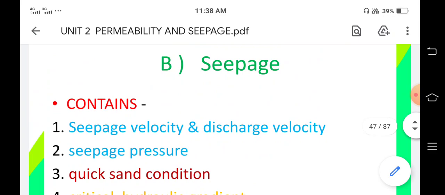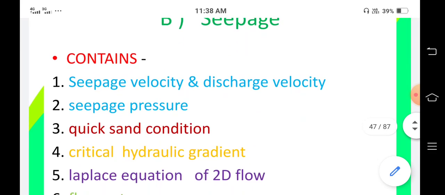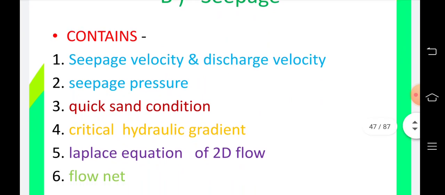So now we are discussing the second part of unit number two, that is the seepage analysis, which contains the first one, the expression for the seepage velocity and discharge velocity. Then the seepage pressure, the derivation for the seepage pressure, and the quicksand condition or quick condition or boiling. So the expression for quick condition, which is also called the critical hydraulic gradient. So what is the definition for critical hydraulic gradient? What is the formula for critical hydraulic gradient?